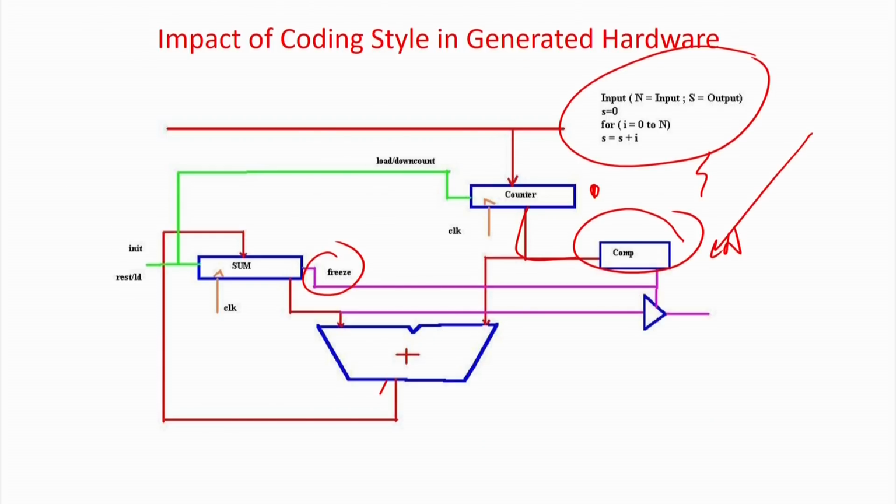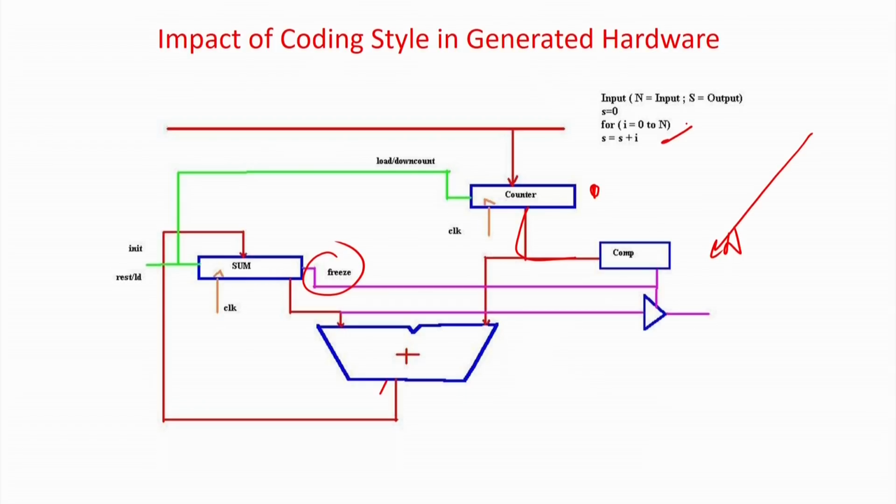How can I optimize it? Let me just change it slightly. We know that a comparator with n will require a lot of XOR gates. Slightly, if I change it for I equal to n to 0, I just reverse the counter. So initially I will load the counter with n, instead of 0. Directly I can load it from this value.